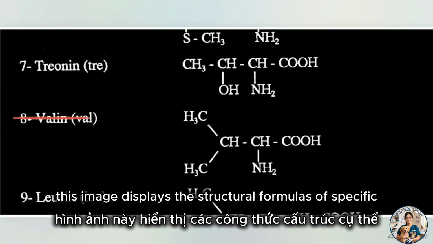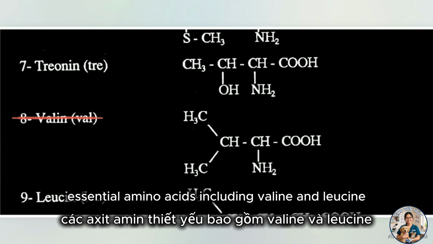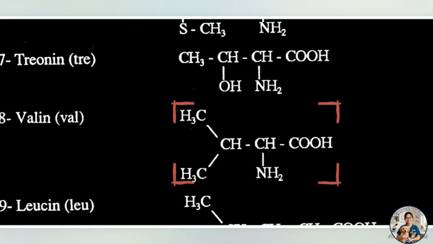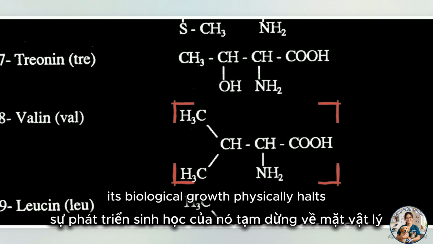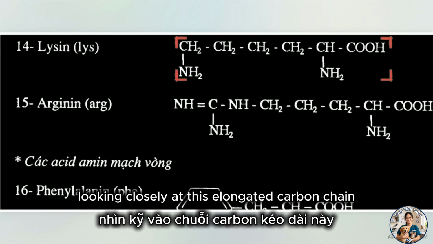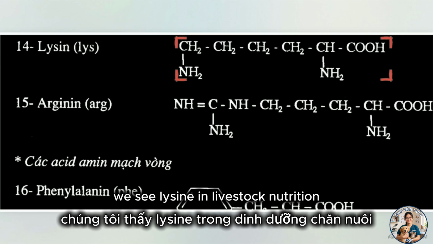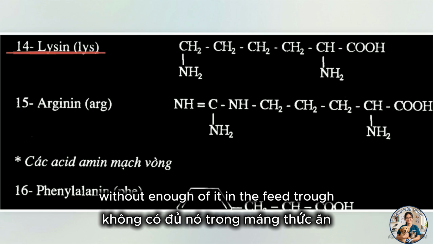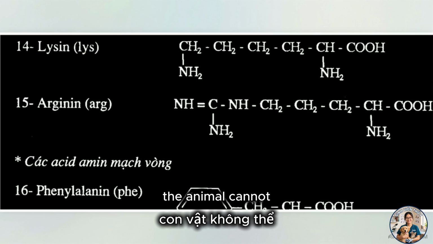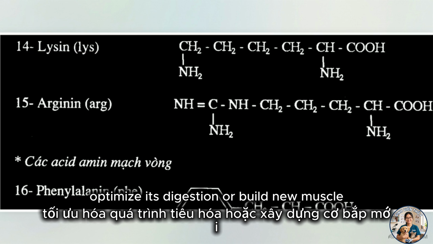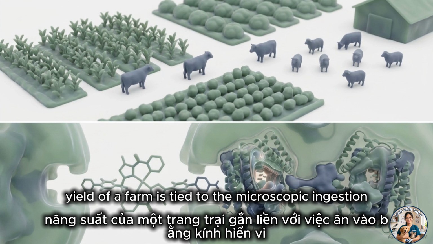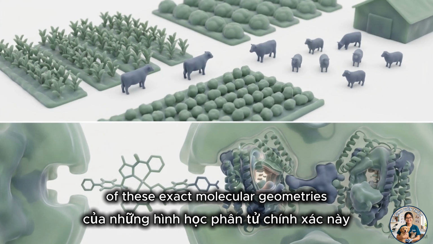This image displays the structural formulas of specific essential amino acids, including valine and leucine. If an animal's diet lacks these exact chemical shapes, its biological growth physically halts. Looking closely at this elongated carbon chain, we see lysine. In livestock nutrition, lysine acts as a critical limiting factor. Without enough of it in the feed trough, the animal cannot optimize its digestion or build new muscle. The macroscopic yield of a farm is tied to the microscopic ingestion of these exact molecular geometries.